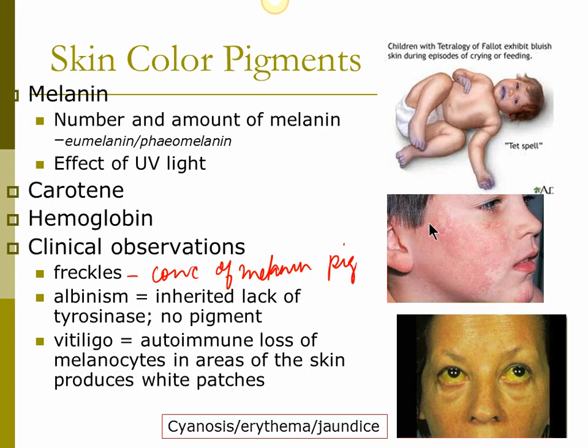It just tends to spread slowly and seems to run in families. Then we have certain terms which we use with skin conditions. One is if there is a bluish discoloration of the skin or mucous membrane.